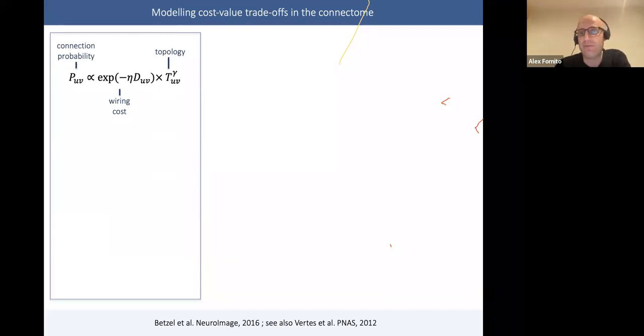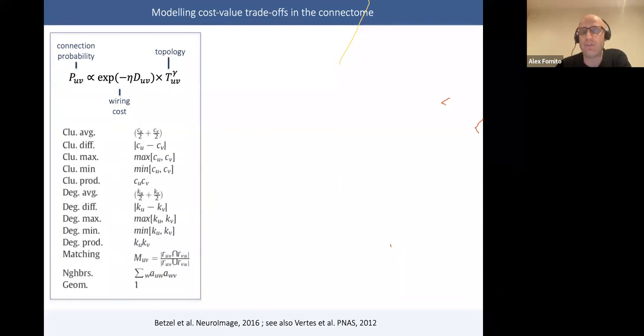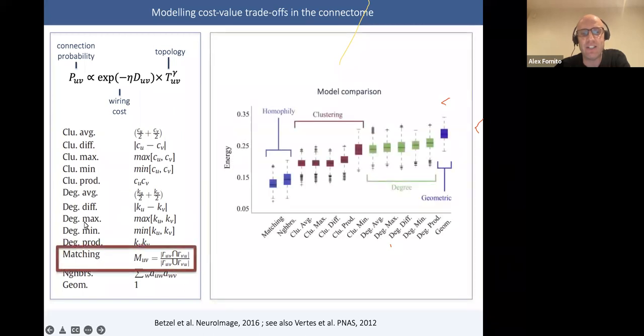Now, of course, the question is what is functionally valuable, and that's in the eye of the beholder. And so here you could substitute lots of different topological properties for this T term here, and these are just some of the ones that have been evaluated in the literature. The details are not so important, but the main thing is that this matching index property seems to be the consistent winner. So this property, this T term, is essentially quantifying the proportion of neighbors that two nodes have in common. So the idea is that if two nodes connect to other similar nodes, then they're more likely to form a connection to each other.